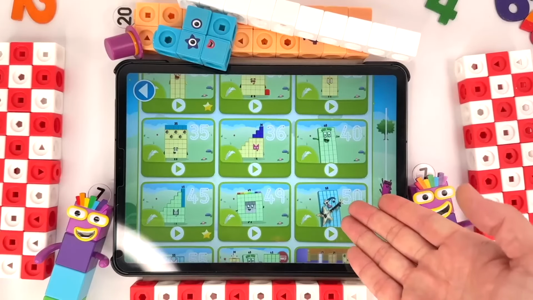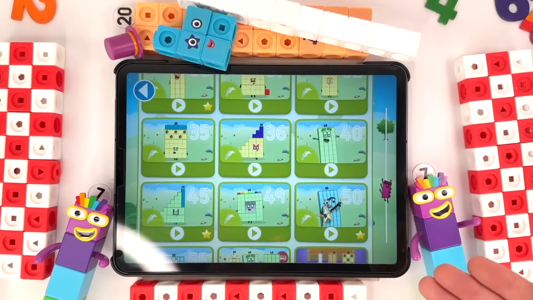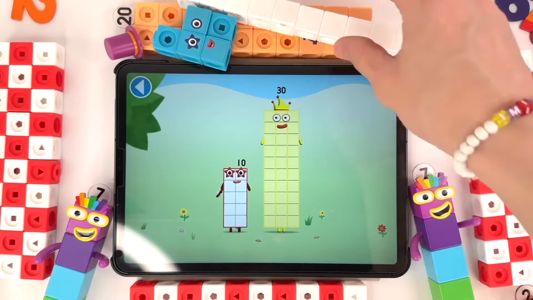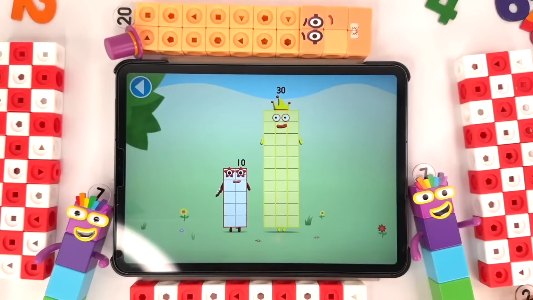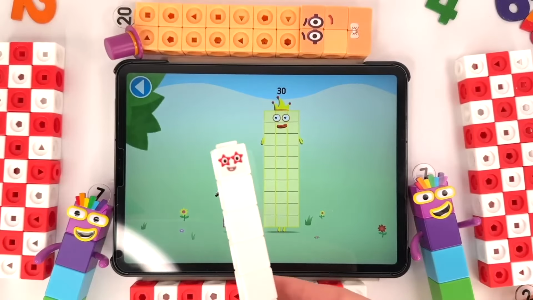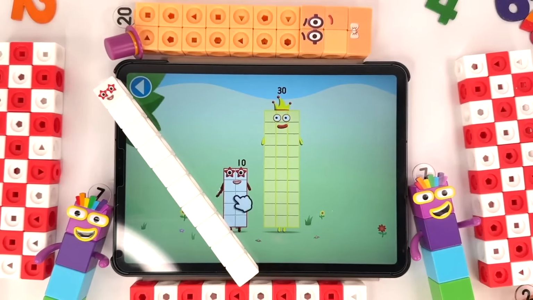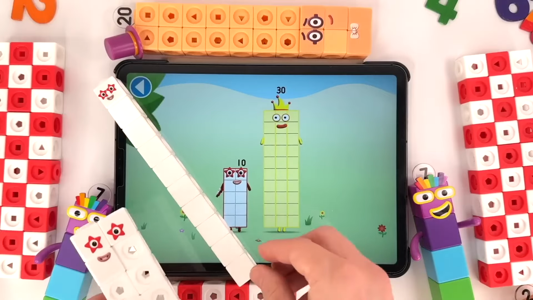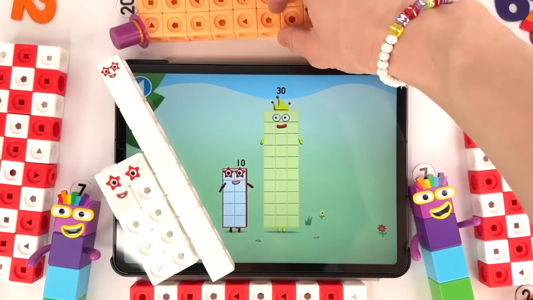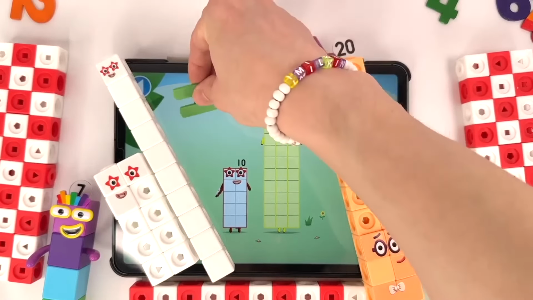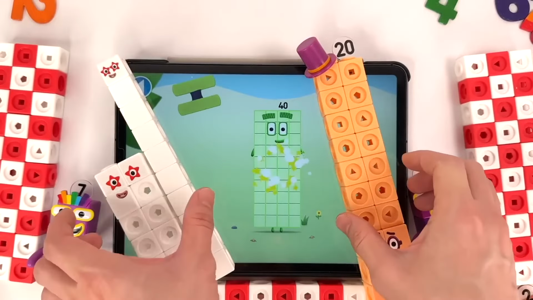You're about to meet number block 40. Can you add 10 to 30 and make number block 40? Right, number block 10 onto number block 10, number block and 20 number block equals number block 40. Well done.